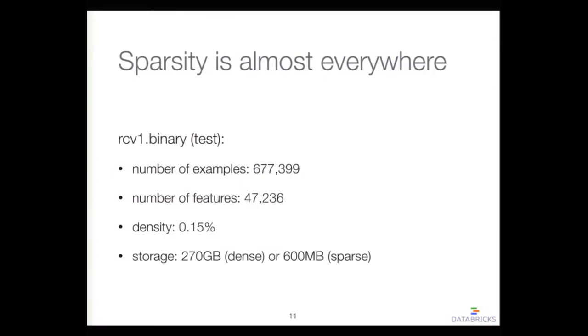Also, we have a standard training data set called RCV1. The number of examples is, again, more than 500,000, and the number of features is about 50,000. The density is even lower. It's less than 1%. And in this case, you need to really think seriously about sparsity, because if you use a dense format to store the training data set, it will be 270 gigs. But if you use a sparse format, it's just 600 megabytes.